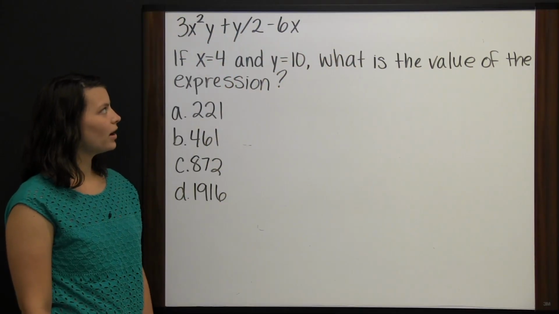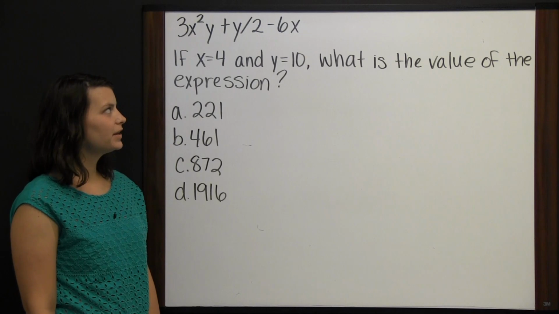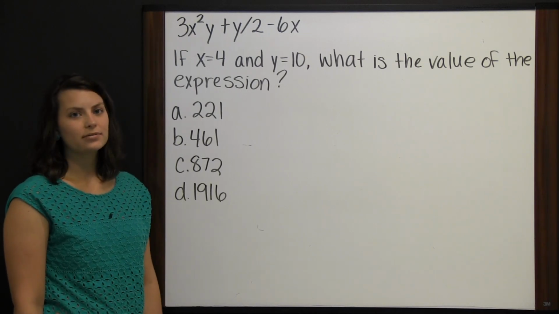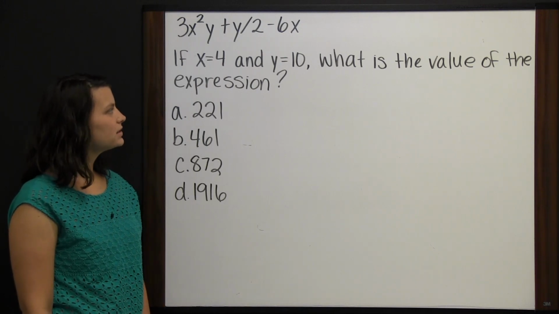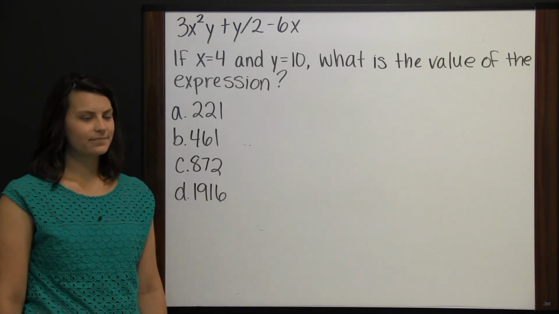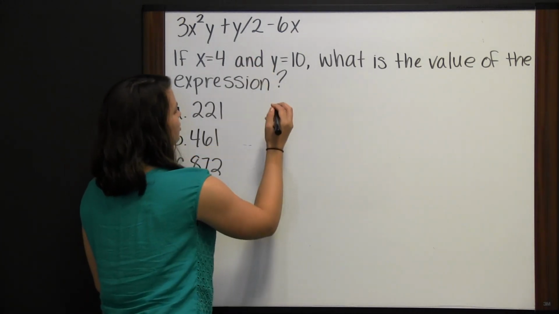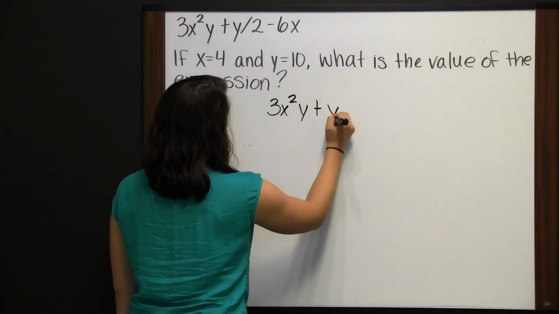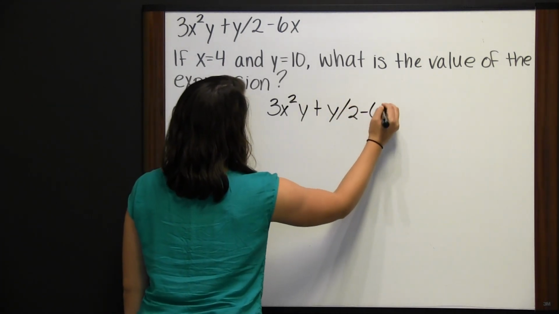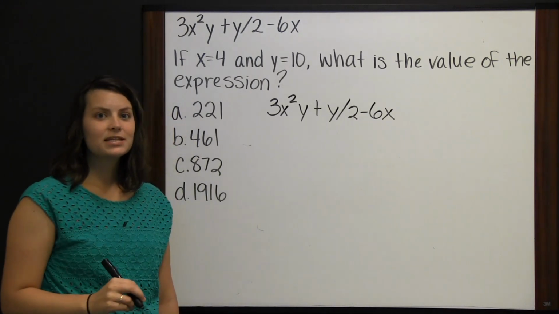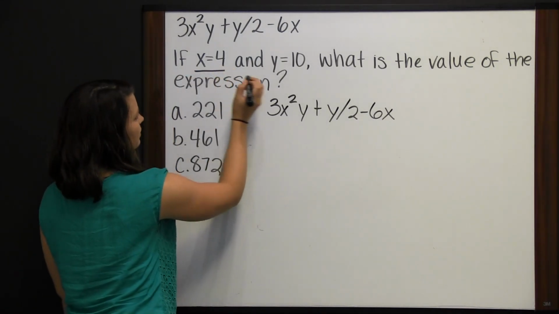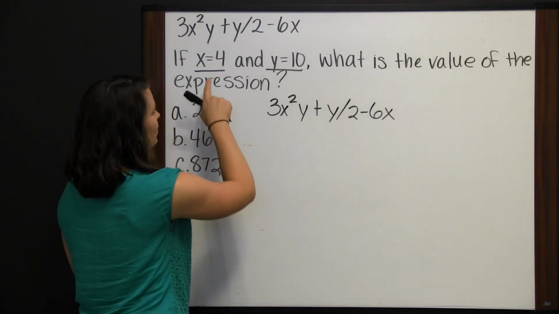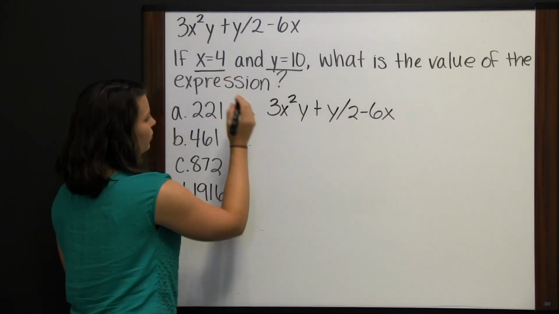Three x squared y plus y divided by 2 minus 6x. If x equals 4 and y equals 10, what is the value of the expression? First, I'm going to take our expression and copy it. Next, we need to substitute these numbers we were given for their variables. So we're going to replace our x's with 4's.